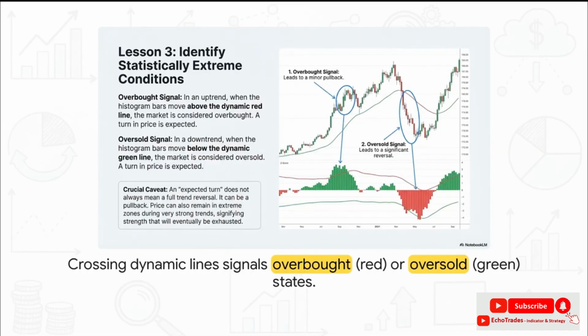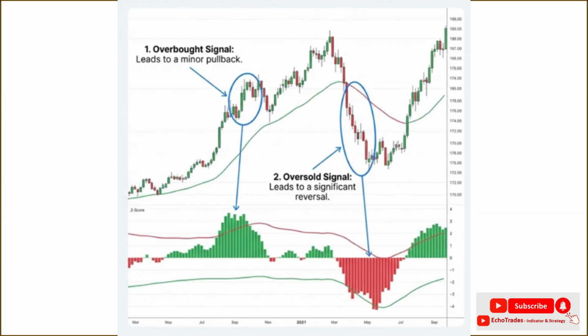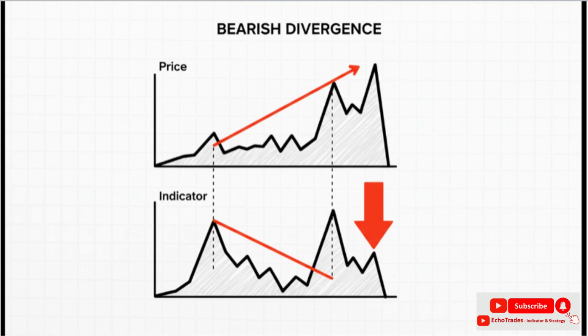So how do we actually use these dynamic lines? Well, when the histogram bars cross above that moving red line, the market is considered statistically overbought. When they dive below the green line, it's oversold. Now, in both cases, a turn in price is expected. But, and listen, this is a crucial point, a turn doesn't always mean a massive reversal. Sometimes it's just a minor pullback before the trend roars back to life.